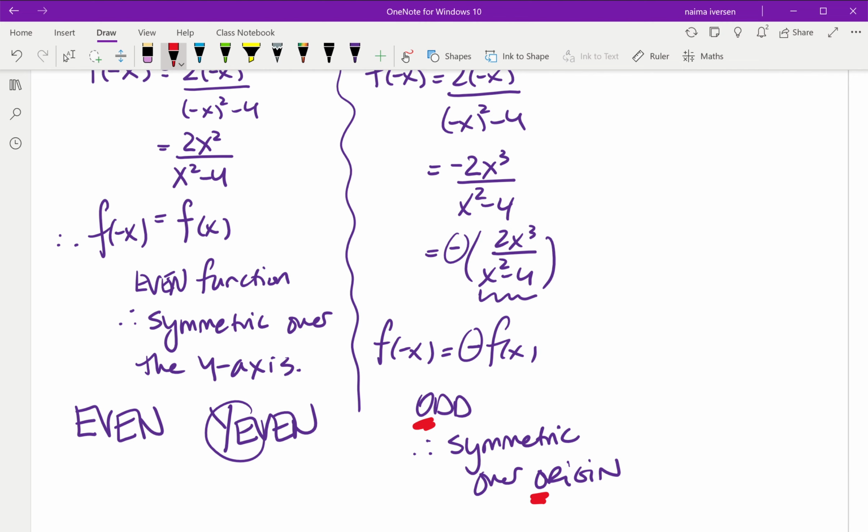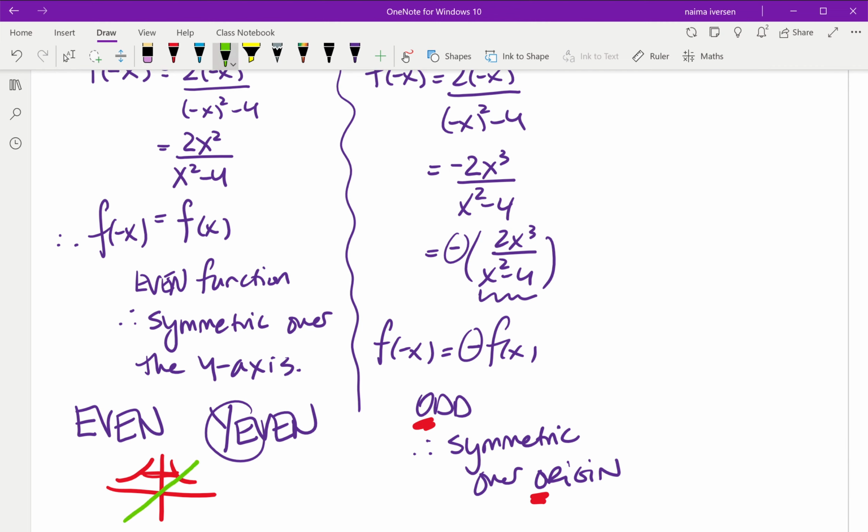By the way, if something is even, there is no possibility that it is a self-inverse because it is symmetric over the y-axis. There's no way that I could draw this line right here and it be symmetric as well. You do have to check odd functions to see if they're going to be a self-inverse as well, because it could be more than one thing.